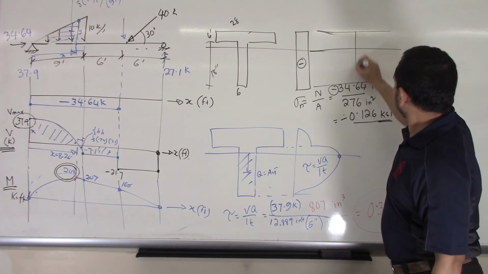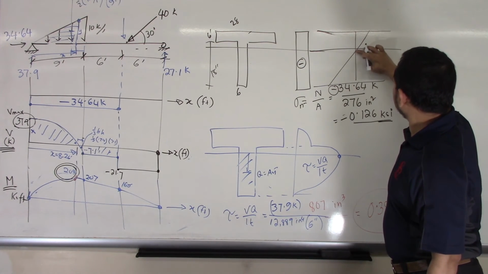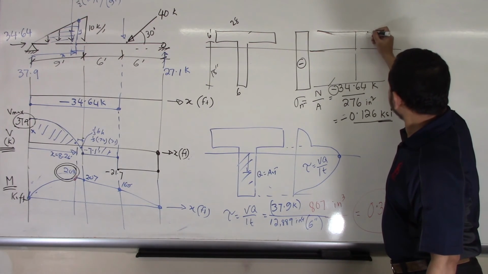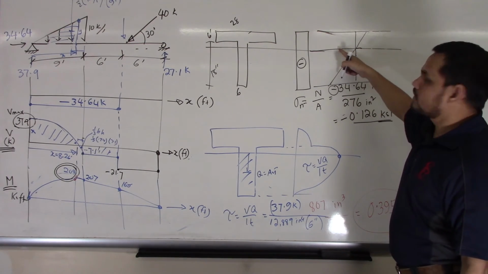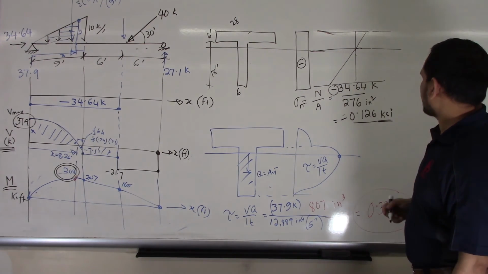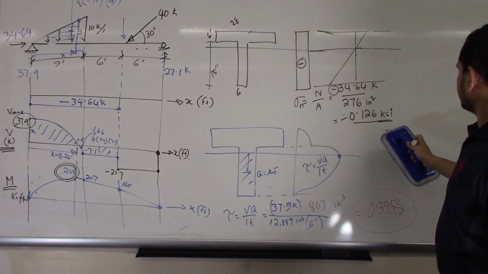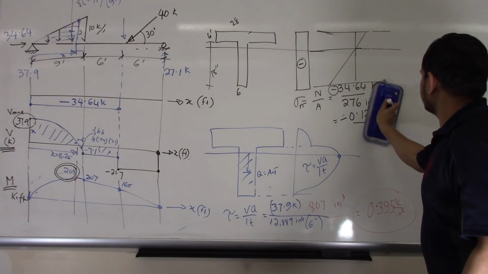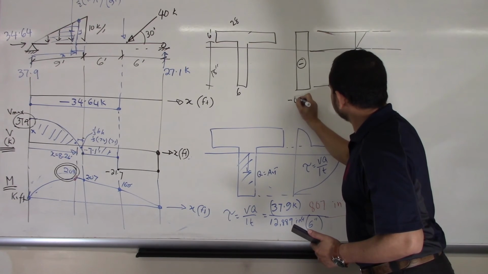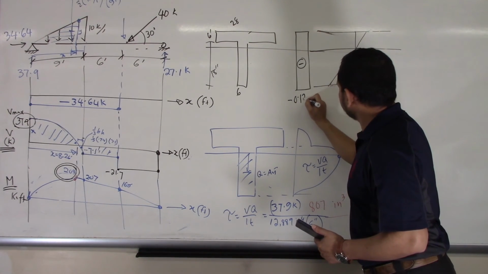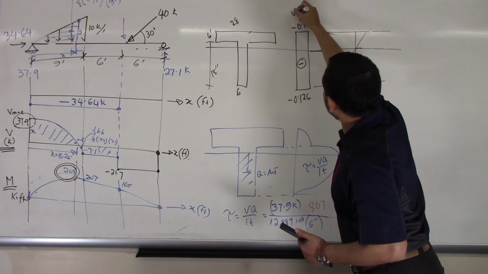Here, it is this. Did I go through it? The bending stress is linear and 0 at the neutral axis, maximum at the fiber. Okay, better to remove some space here. So this value is minus 0.126, minus 0.126. That is sigma n.